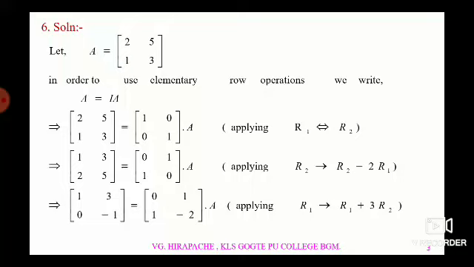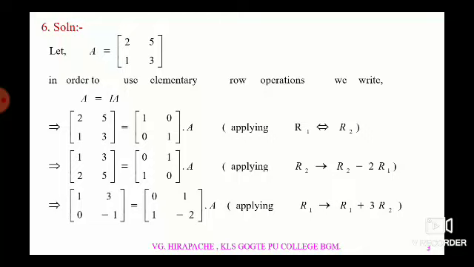For that, in the first step, we are going to apply R1 changes to R2 and R2 changes to R1. Therefore, the first row is containing 2, 5 in the left hand side and second row is containing the elements 1, 3. Interchanging the first two rows, first row is replaced by 1, 3 and the second row is replaced by 2, 5. The same operation we can perform to the right hand side. The first row is replaced by 0, 1 and the second row is replaced by 1, 0 into matrix A.